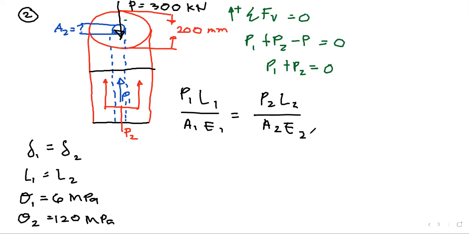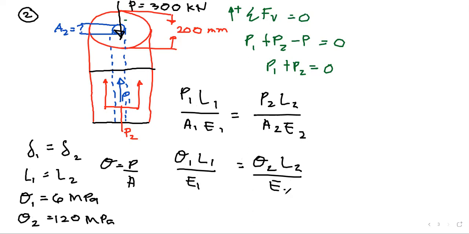So, tulad ng sabi ko kanina, guys, di ba? Stress is equals to P over A. So, pwede nating i-substitute ngayon yung stress 1, stress 2 dito sa given equation natin. Not technically the value, but the stress mismo. Okay, yung notation na sigma. So, we can say sigma 1 L1 over E1 is equals to sigma 2 L2 over E2. Okay? So, as what I said here, L1 and L2 is equal. So, we can now cancel this. We can now cancel it.